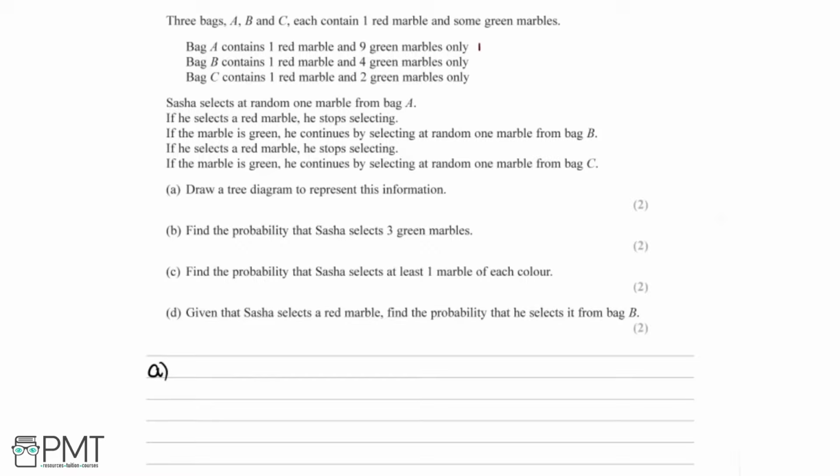So in bag A, there's going to be 1 plus 9. So that's 10. In bag B, it's going to be 1 plus 4. So 5. And in bag C, 1 plus 2. So it equals 3. Now we need to create a tree diagram.